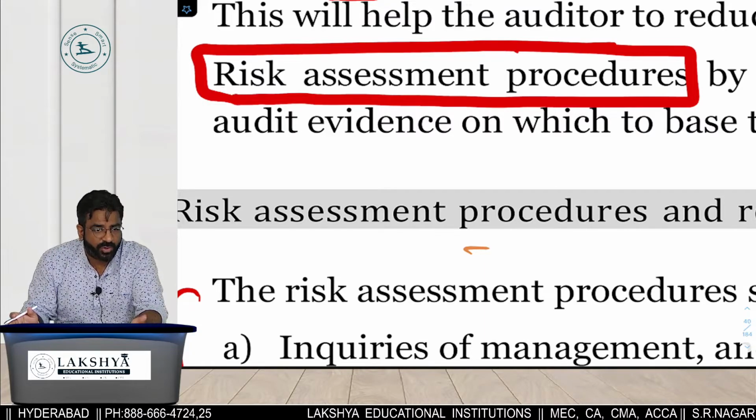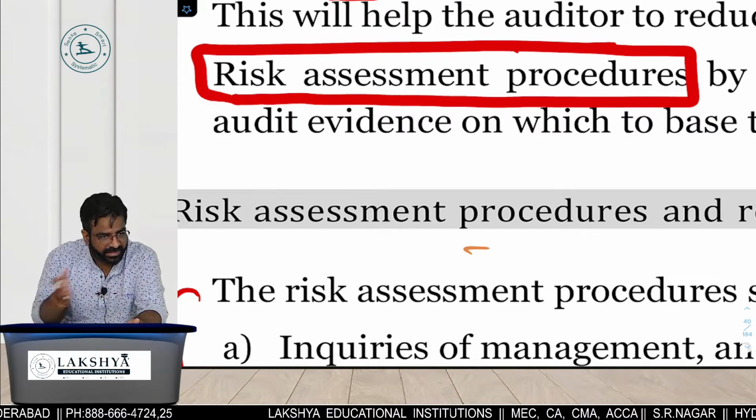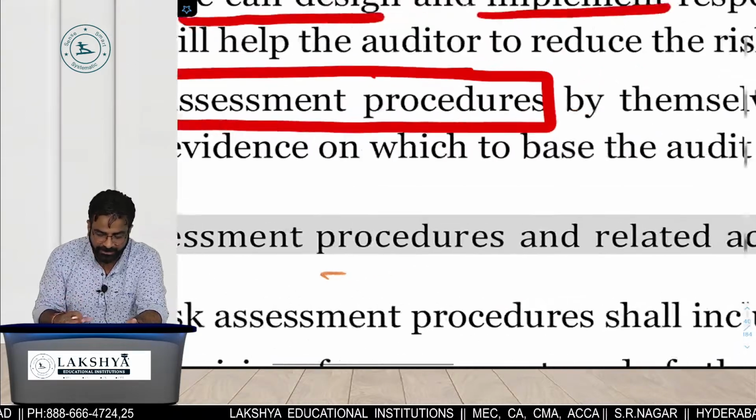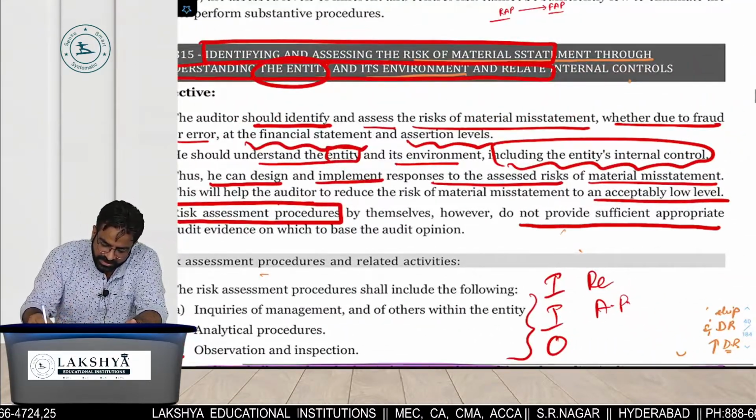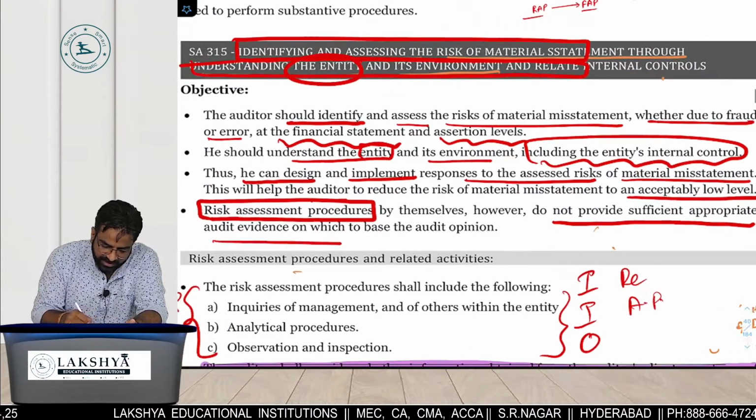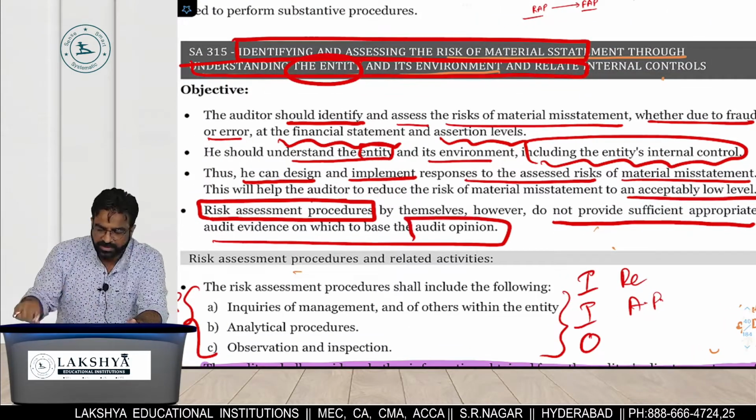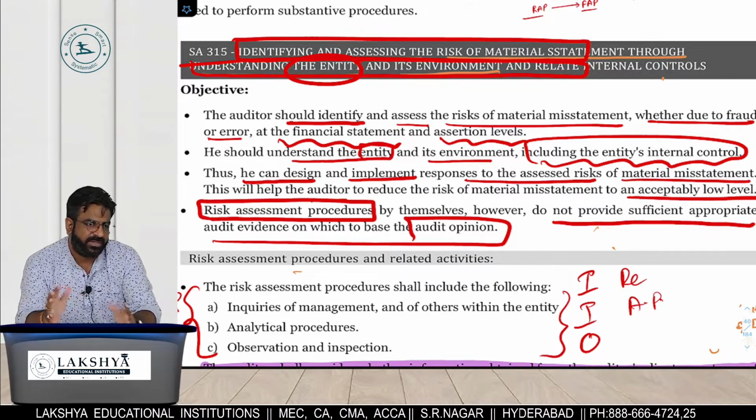Identification of what? ROMM at FS level and assertion level. That is called what? RAP. The risk assessment procedures, RAP by themselves, however, do not provide what? Sufficient and appropriate audit evidence on which to base the what? Audit. Let me ask a small question, which we have already done in chapter 5.